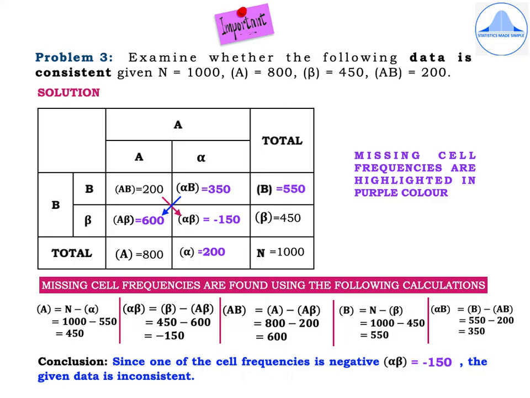Now, since the question is we have to check whether the given data is consistent or not, for that you have to check if all the cell frequencies are positive. If all the cell frequencies are positive, then the data is consistent. Now, in this case, the conclusion is since one of the cell frequencies is negative, that is alpha beta is equal to minus 150, the given data is inconsistent.